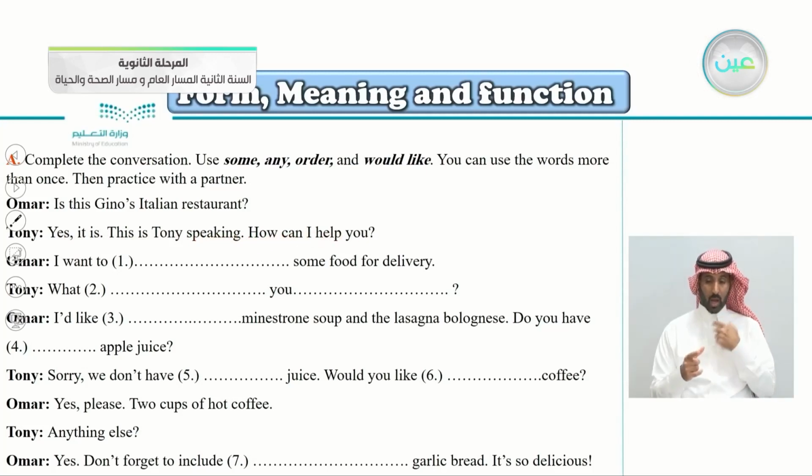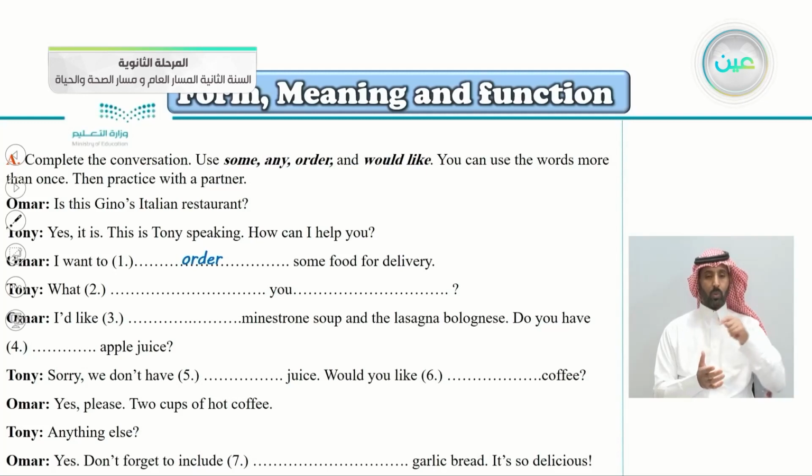So you can notice here this is maybe a phone call. Umar: I want some food for delivery. I want to, this is an affirmative sentence here. There's no question mark here or nothing negative here. So I want to, yes, order some food for delivery.